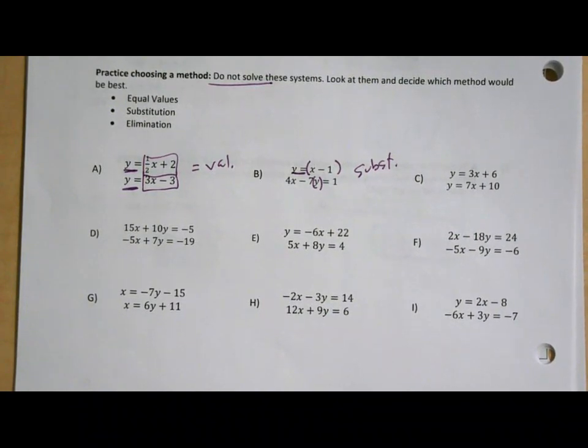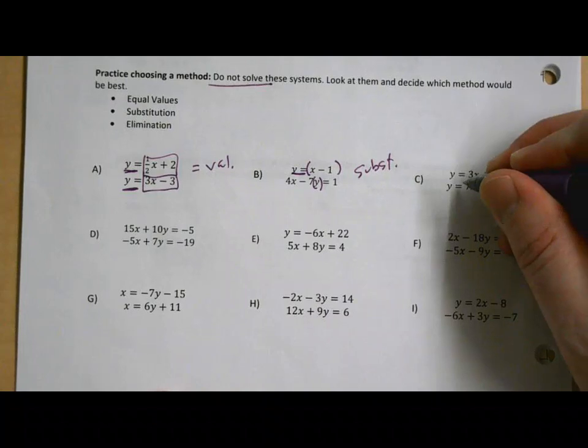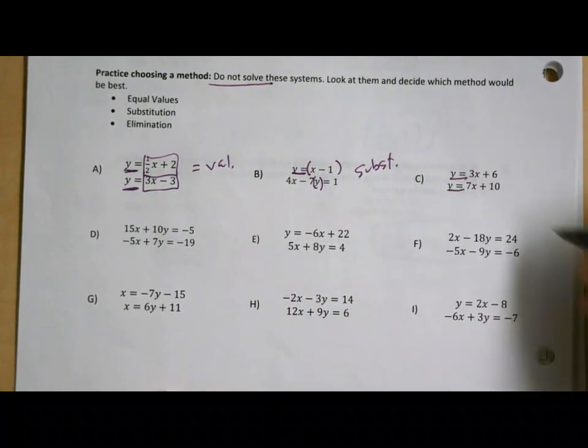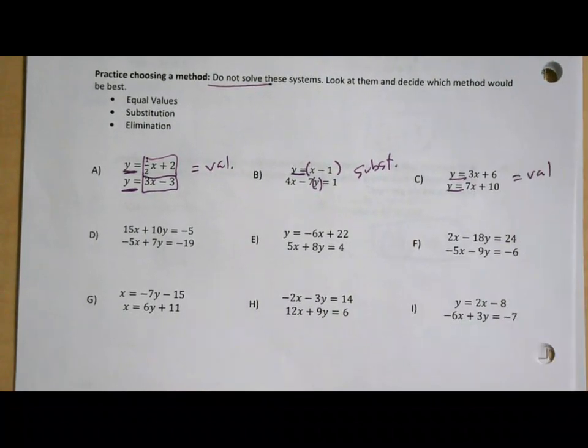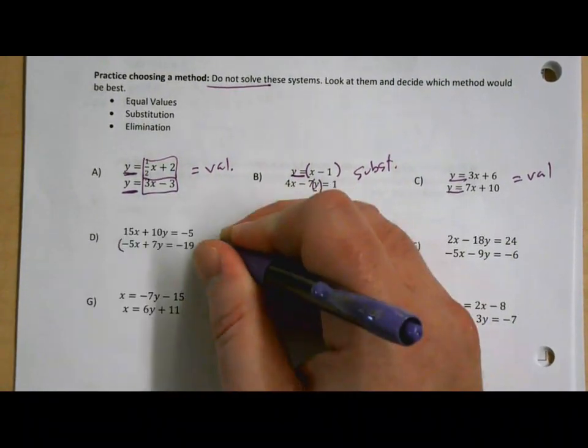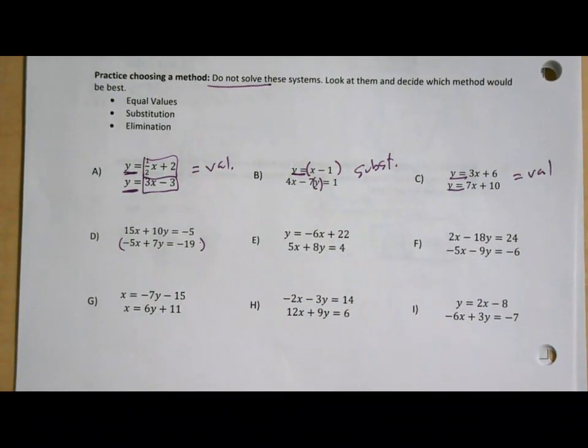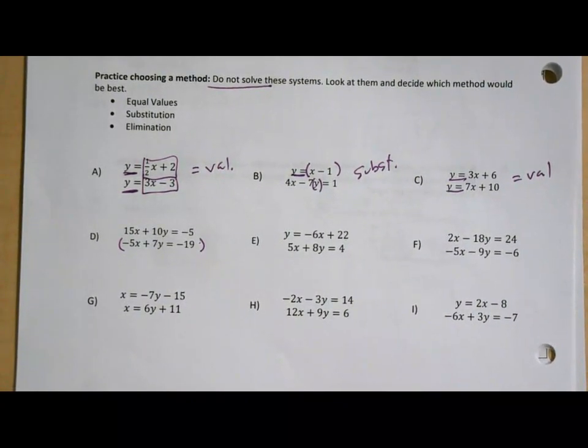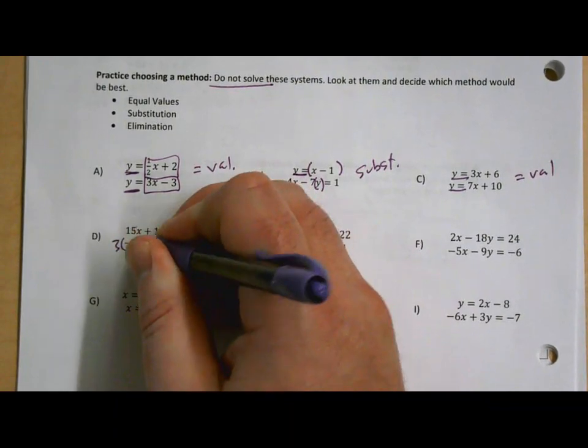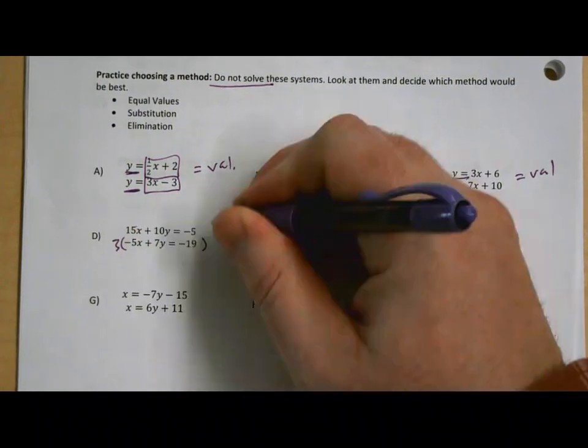What'd y'all think for C? This looks like equal values to me also. What about D? This is more of an elimination problem. I asked you not to solve it, but what would you multiply that bottom equation by to eliminate? 3 would get us a 15x and a negative 15x. Yeah, this is an elimination problem.